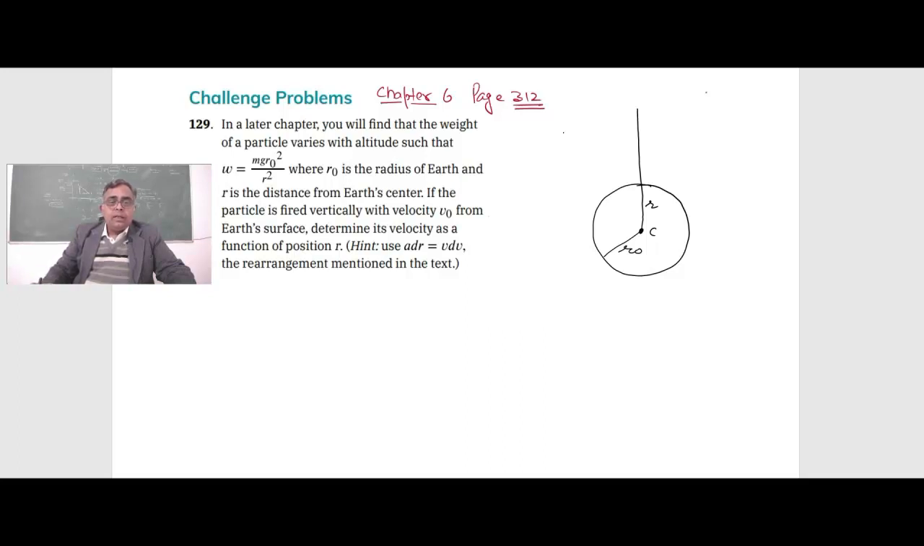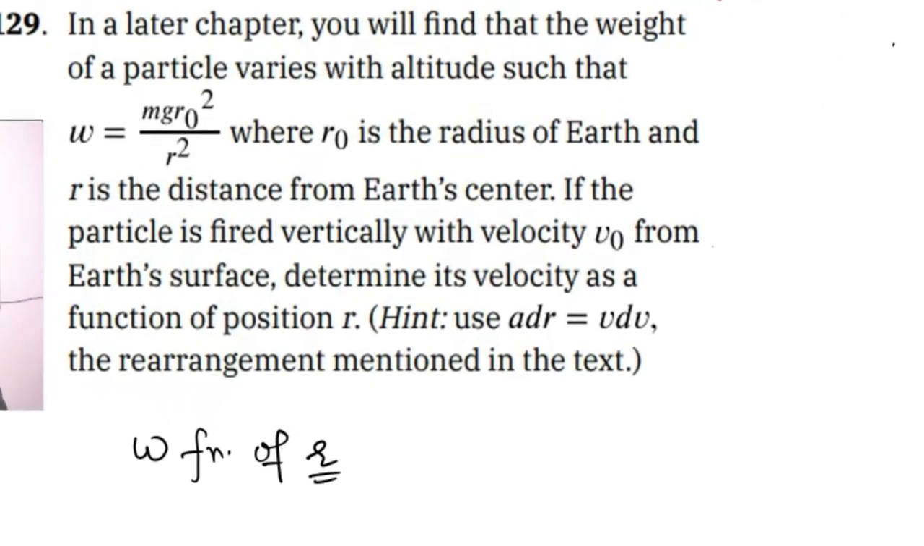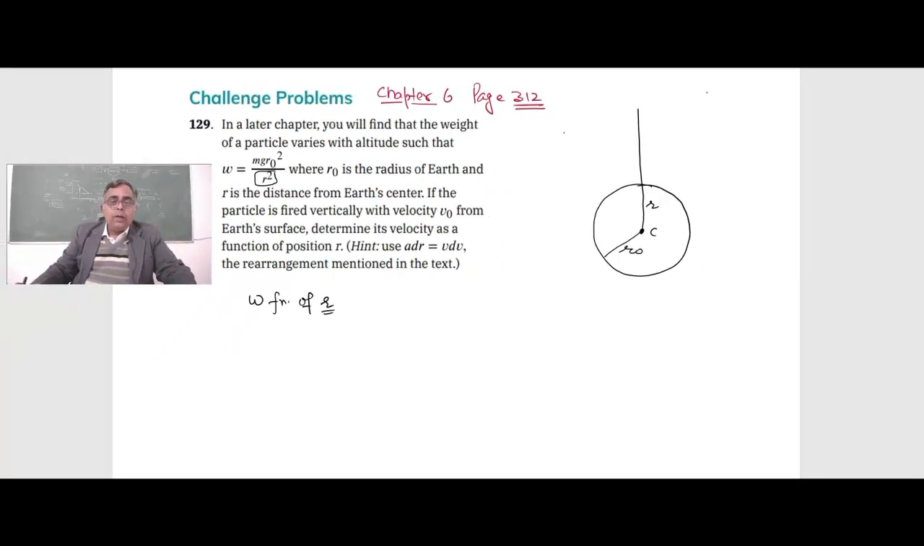Clear? So he is saying that the weight of the particle varies with this. What he is trying to convey is that weight is a function of r. Weight is a function of r. So here it is given r. This means as you move up, the weight of the body decreases as you move up.